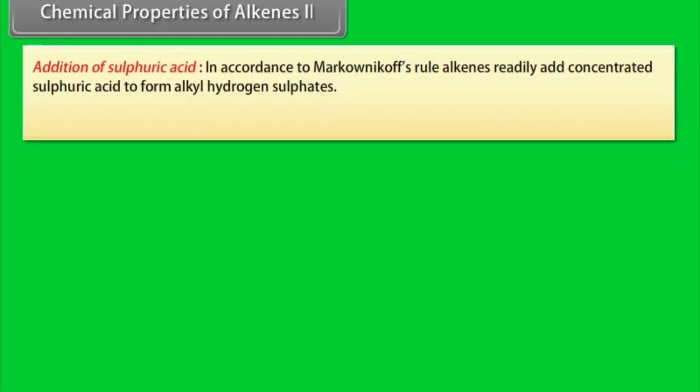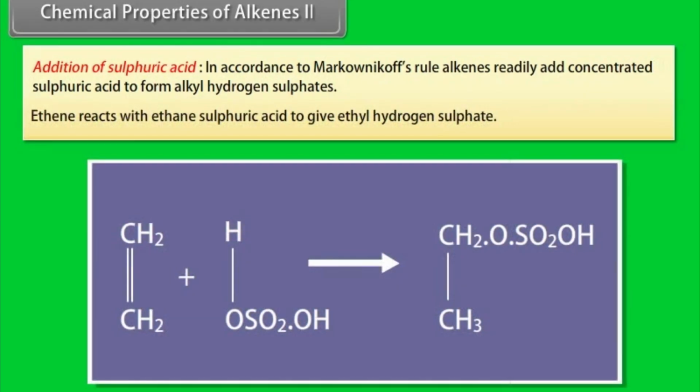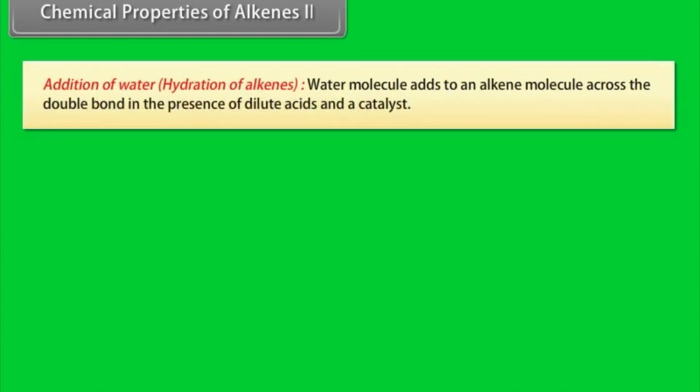Chemical properties of alkenes, Part 2. Addition of sulfuric acid. In accordance with Markovnikov's rule, alkenes readily add concentrated sulfuric acid to form alkyl hydrogen sulfates. For example, ethene reacts with sulfuric acid to give ethyl hydrogen sulfate. Addition of water, hydration of alkenes.